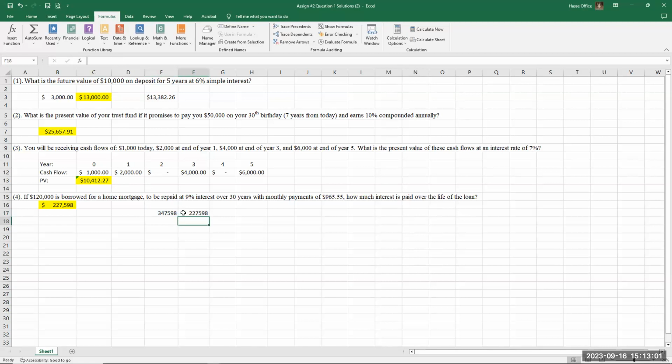So there's no amortization schedule needed. It was assessing your ability to understand how you would do that, knowing that the monthly payments are $965.55. Calculate the total amount of payments, subtract out the principal, and there's how much interest you'll be paying over the life of the bond, or of the mortgage. So that's the first 4 questions of your assignment number 2.